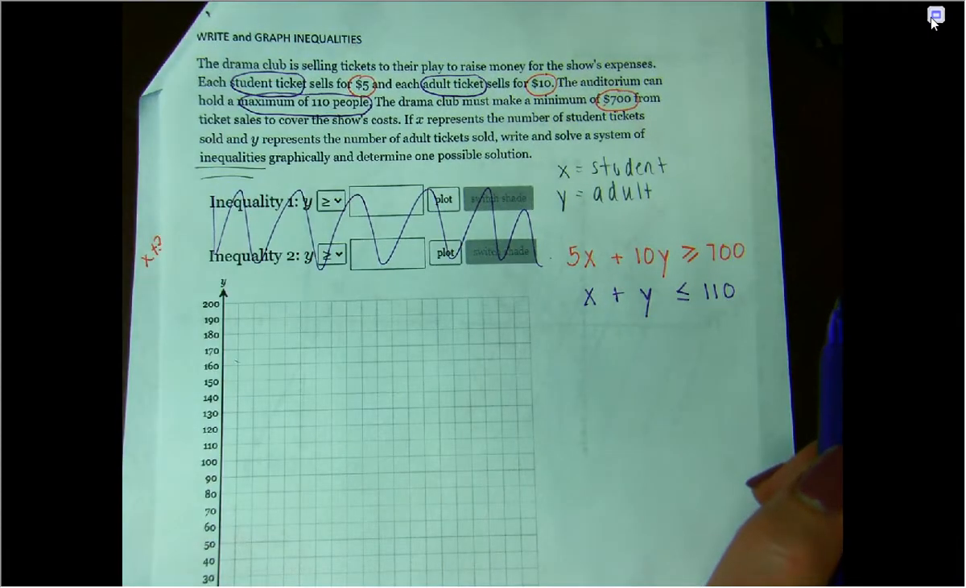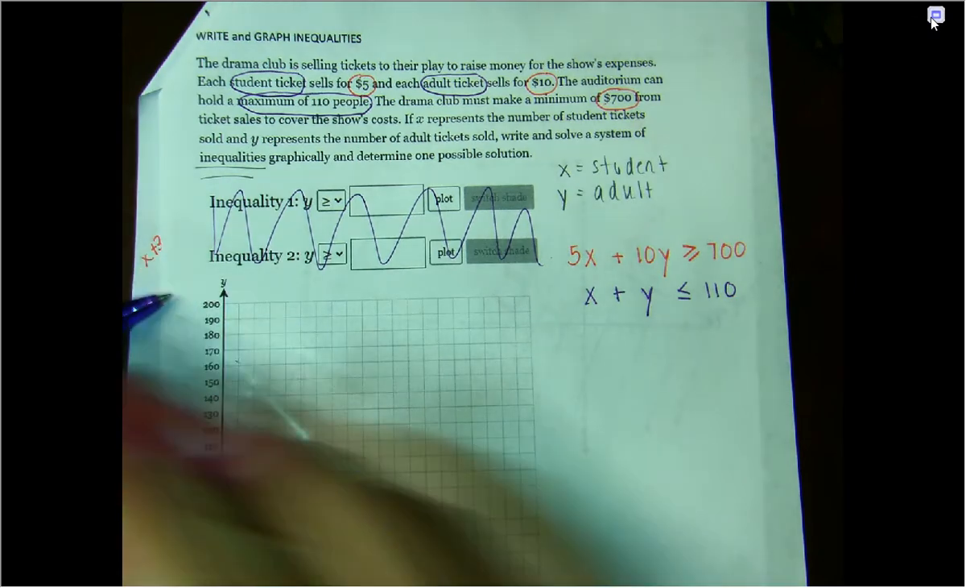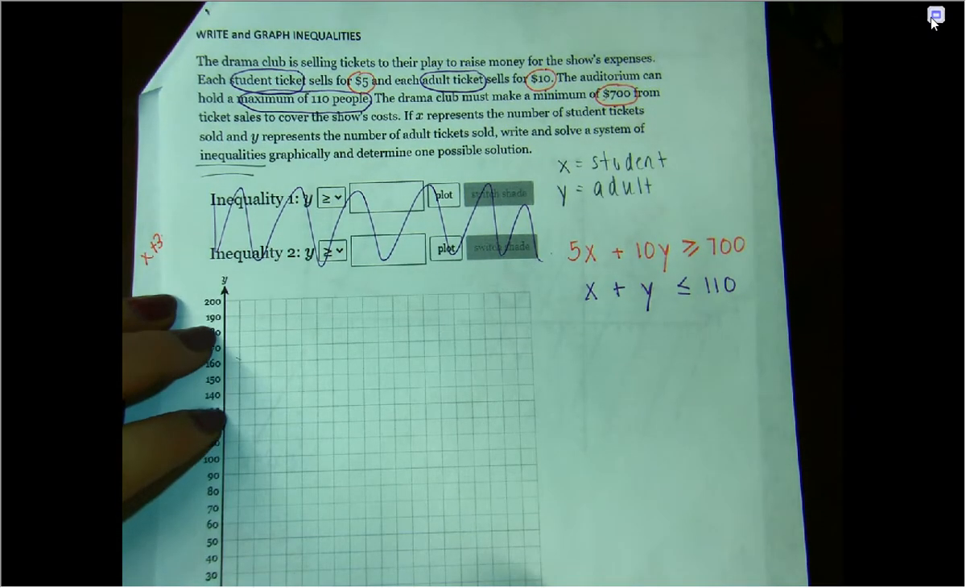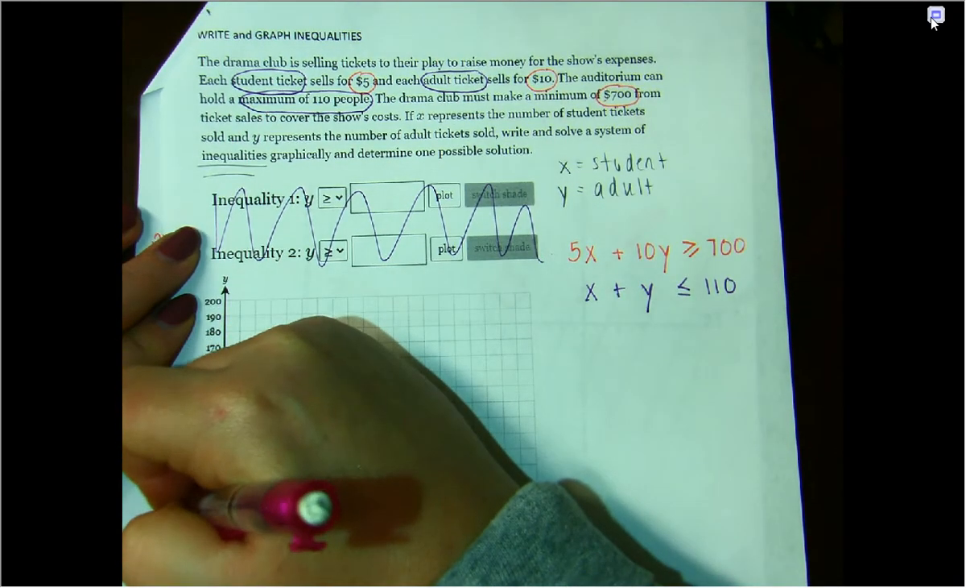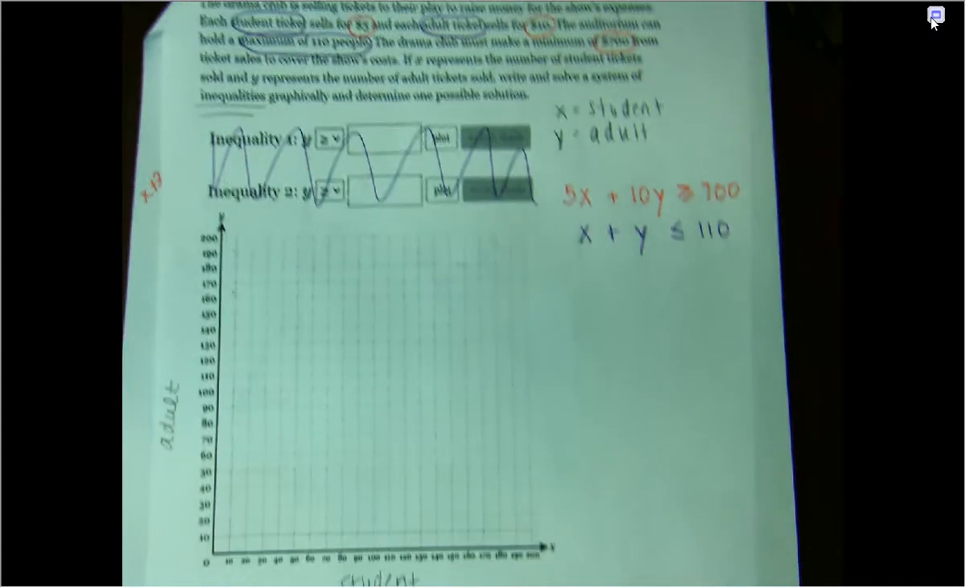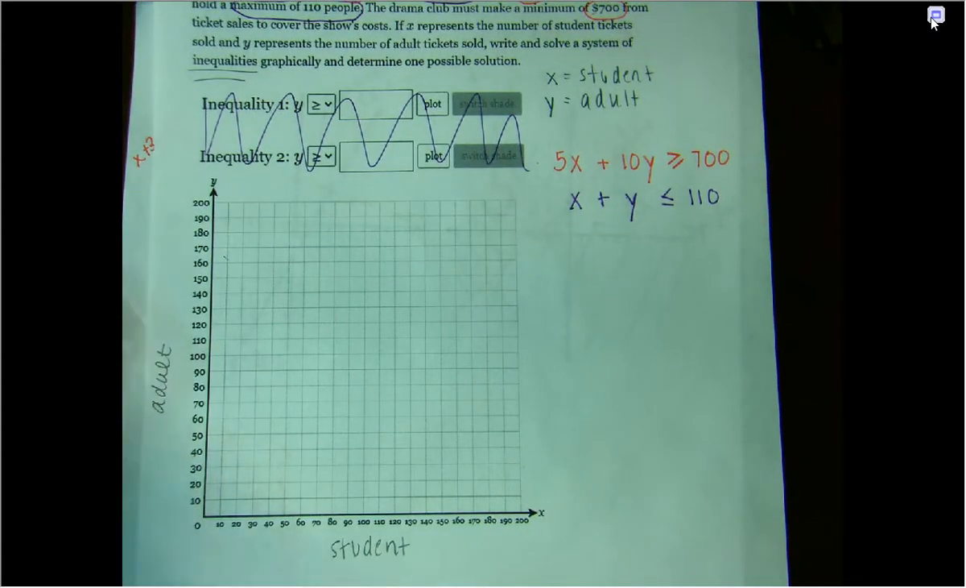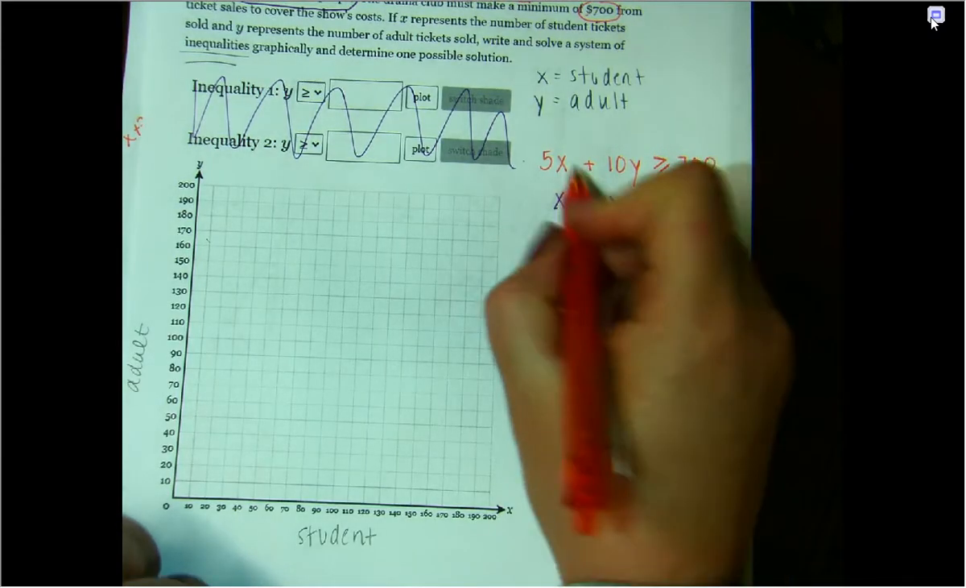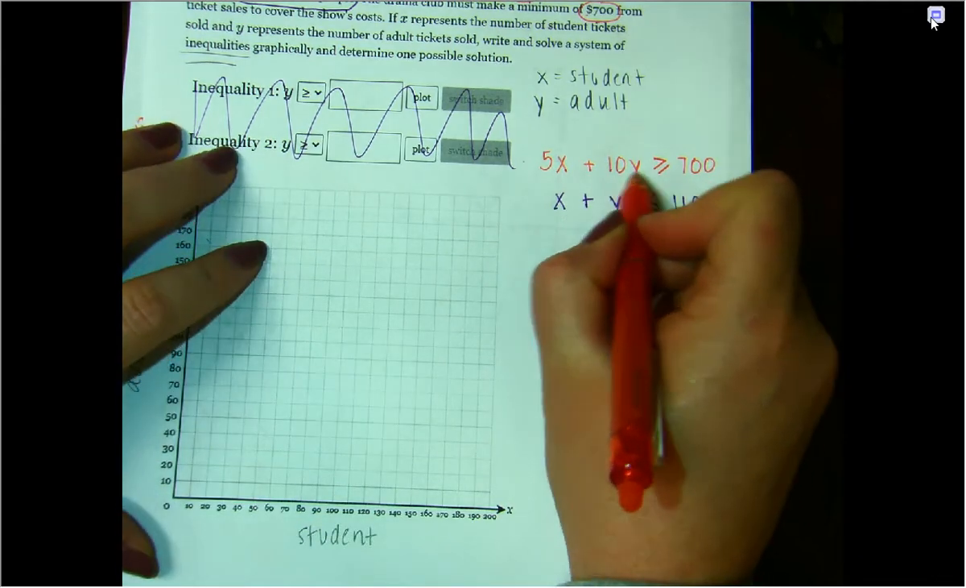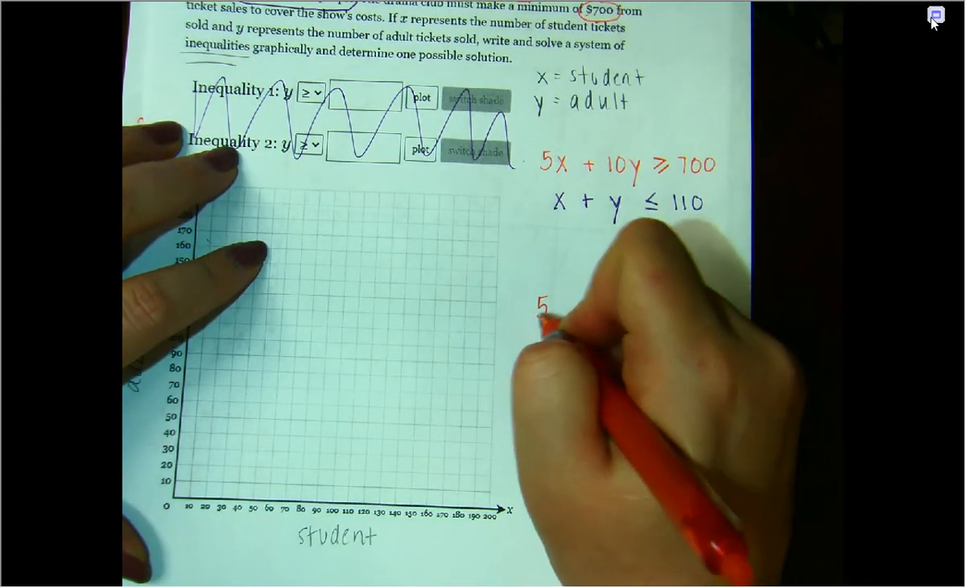Alrighty, so I'm going to label my axes here. This would be student on the x-axis, and this would be adult on the y. Just so we know. And I'm just going to solve. Now I'm not in the form where I can plot because y isn't by itself. So let's solve it.